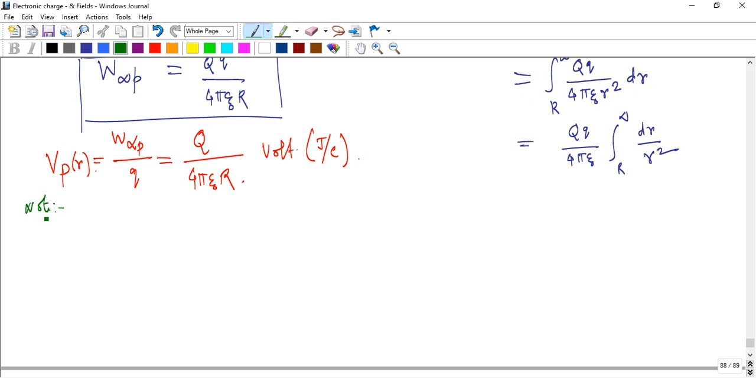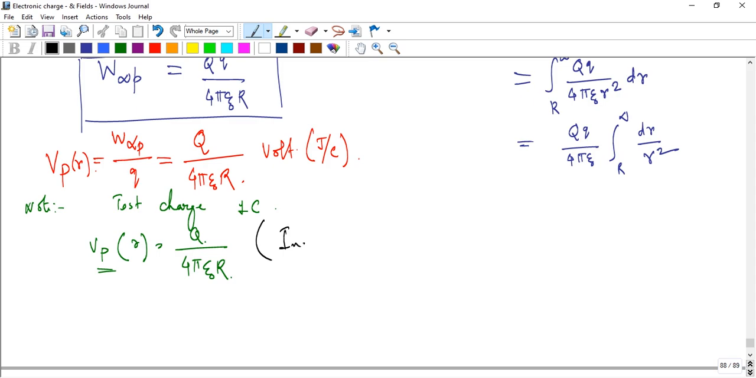Note that the test charge is 1 coulomb. Suppose we consider 1 coulomb, a very small amount. So the potential at point P is Q over 4 pi epsilon naught R, and it is independent of the test charge. Here I multiply by the test charge of 1 coulomb, so they cancel each other. That is independent of the test charge.